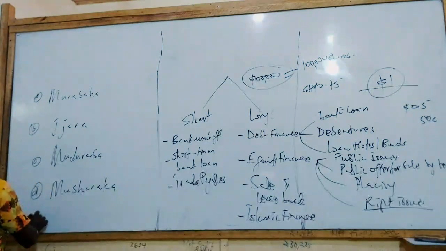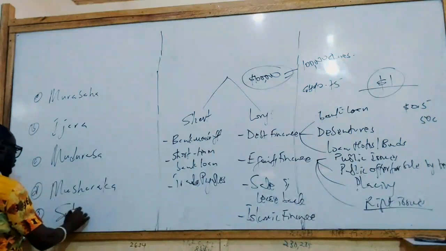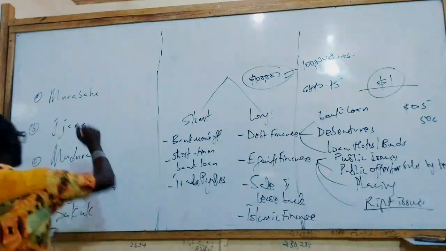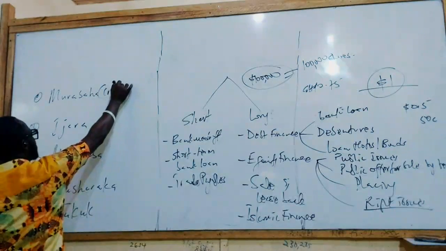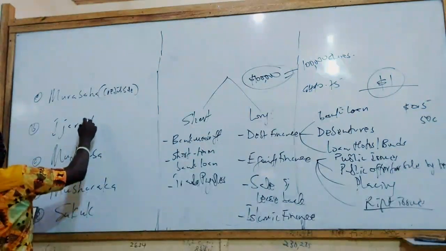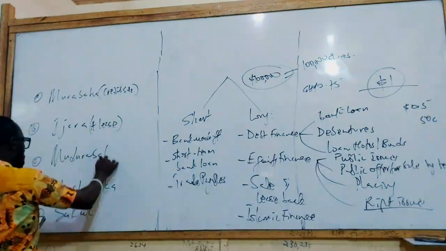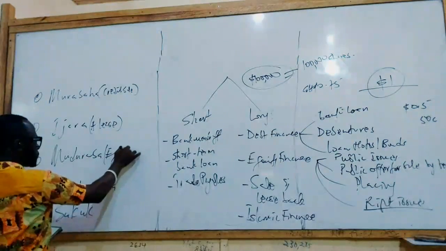Today my Muslim friends are going to beat me for messing up some of these things, sukuk, the pronunciation. So murabaha is like credit sales. Ijara is like a lease. Mudaraba is like an equity finance.